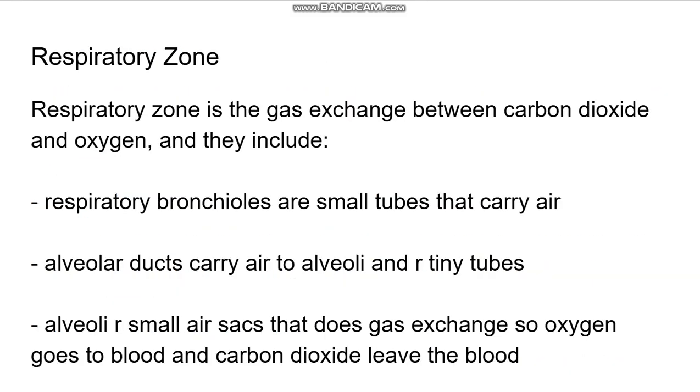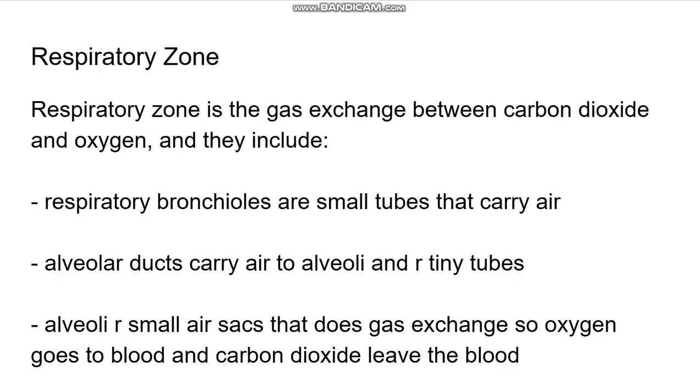And now we have the respiratory zone. The respiratory zone is basically just the gas exchange between carbon dioxide and oxygen. It includes, surprise, the bronchioles, which you already know. And then your alveolar ducts, which basically carry your air to the alveoli and are also tiny tubes. And then your alveoli are small sacs that do gas exchange between oxygen and carbon dioxide. So oxygen goes to the blood and carbon dioxide leaves the blood.